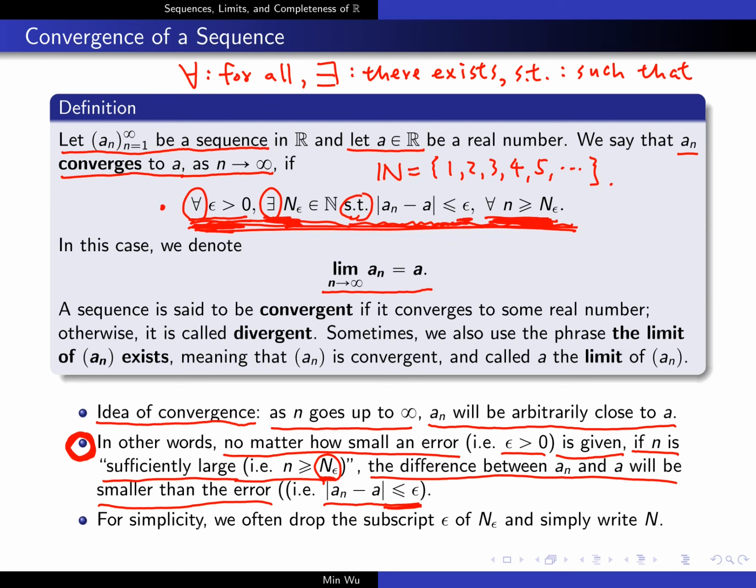And here's another terminology, it's called convergent. This is an adjective because converge is a verb. So this is a verb, and this is an adjective. Sometimes we want to use the adjective, and we say that a sequence is convergent if it converges to somewhere. That means if there is a real number a such that a_n goes to a as n goes to infinity.